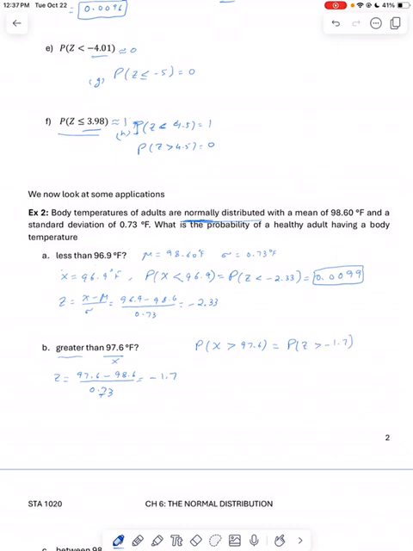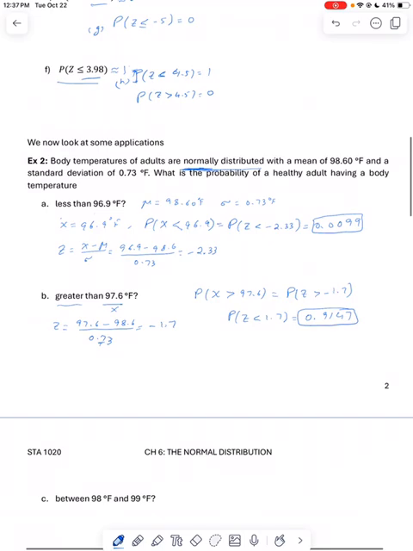So in order to look up this one, what do I have to do? I have to either do 1 minus the probability that z is less than negative 1.7, or I have to look up the opposite. So I can say the probability that z is less than 1.7. Same thing. When I look up this one, I get 0.9147. So this is the probability that the temperature might be, quite a high probability, which makes sense.